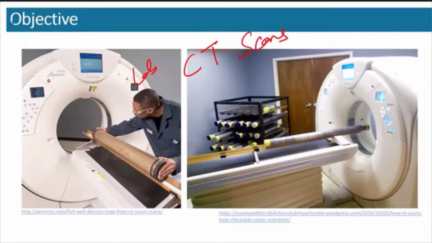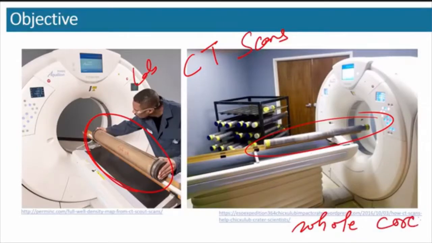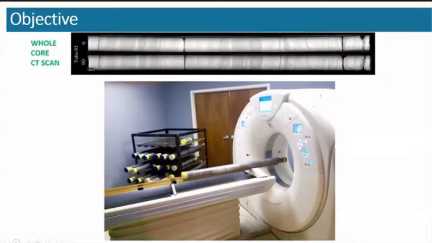So what is computed tomography? We are trying to generate CT scans of whole cores. These are called whole core. It's a 4-inch diameter, 90 feet long section. We are performing CT scan on this entire rock. What you see here is a CT scan of a single 90 feet long section.